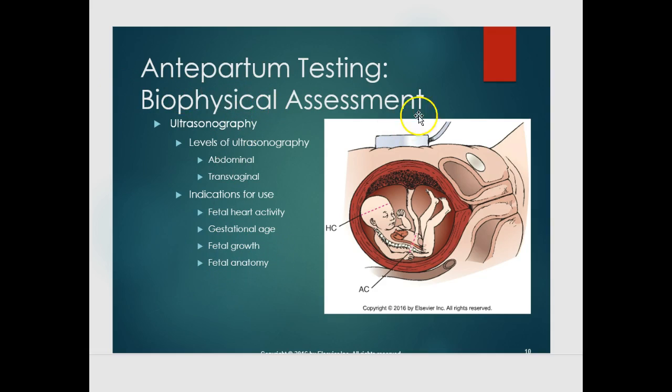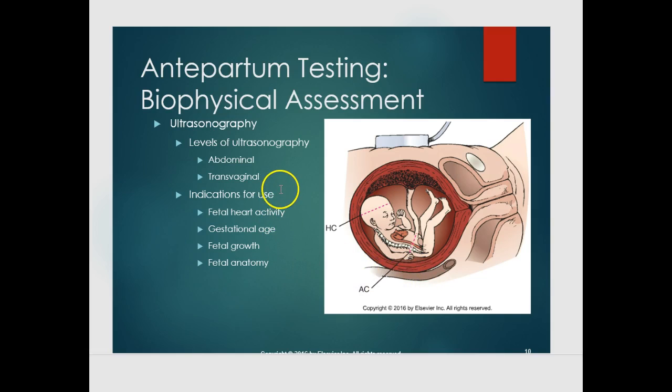Ultrasound is another test that we do, biophysical testing. And you guys, there are different ways that we do ultrasound. We do transvaginal very early in the pregnancy. You can see the probe goes into the vagina and then the uterus is really small. So it helps us to see the very small uterus. We do abdominal ultrasound later in the pregnancy because the uterus is so big.